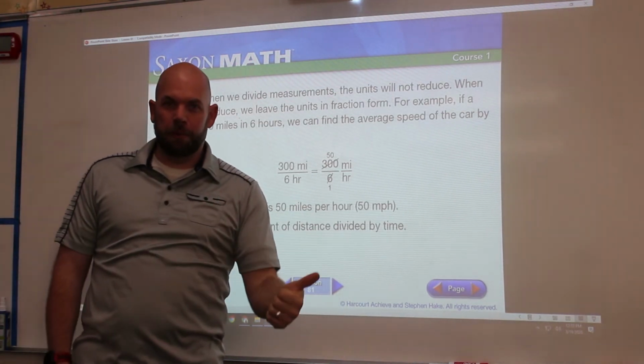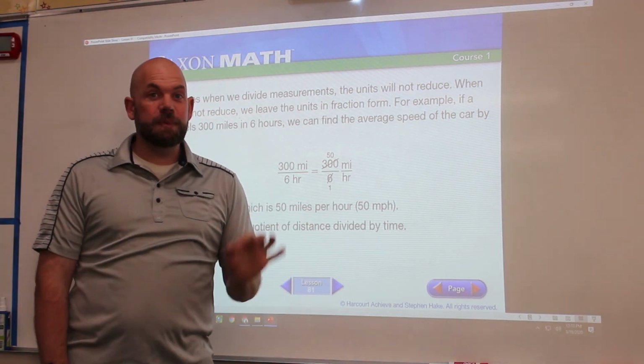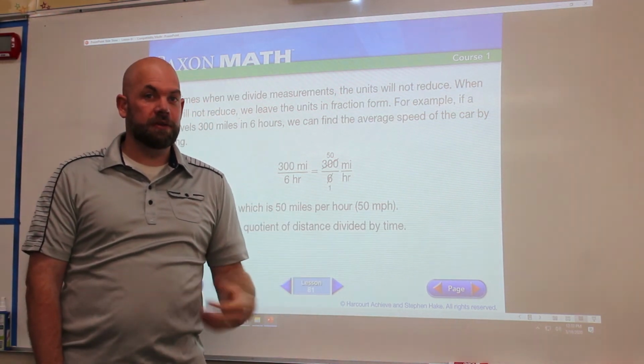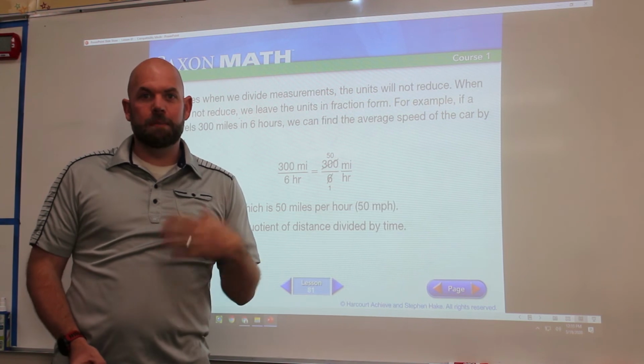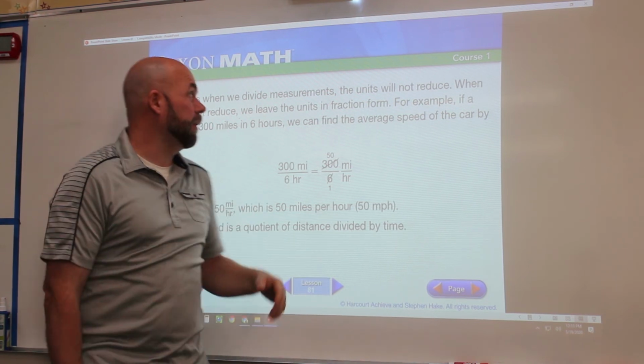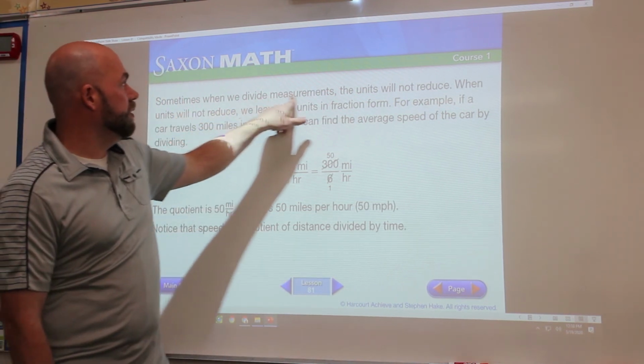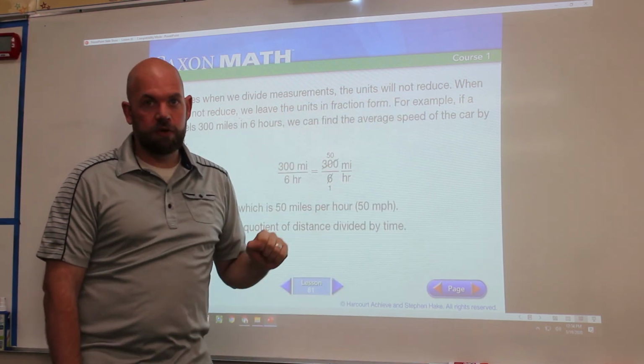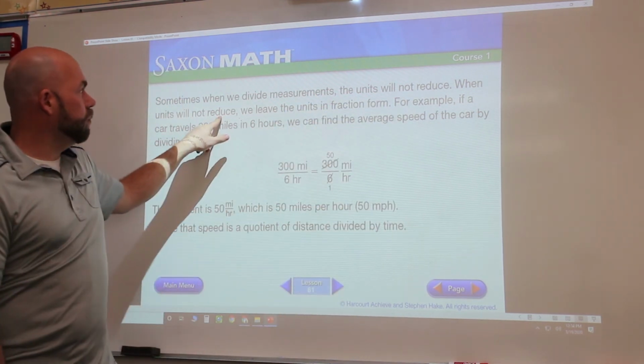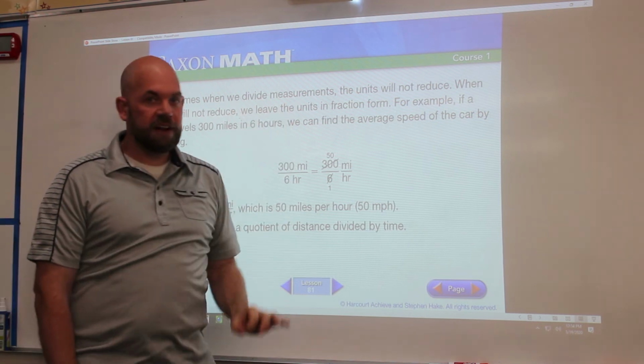You hear about miles per hour or miles per gallon. That's because the units of measurement aren't the same. And so we say per, that's the same as dividing by. And so here it says sometimes we divide measurements, the units do not reduce. That's what I'm talking about. When units will not reduce, we leave the units in fraction form.